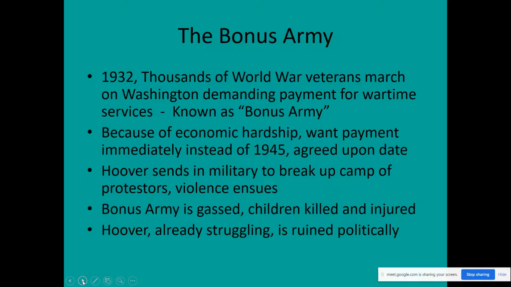Hoover sent in military to break up the camp of protesters. Violence ensued. The Bonus Army was gassed. Children were killed and injured. Hoover, already struggling, is ruined politically because of this move.